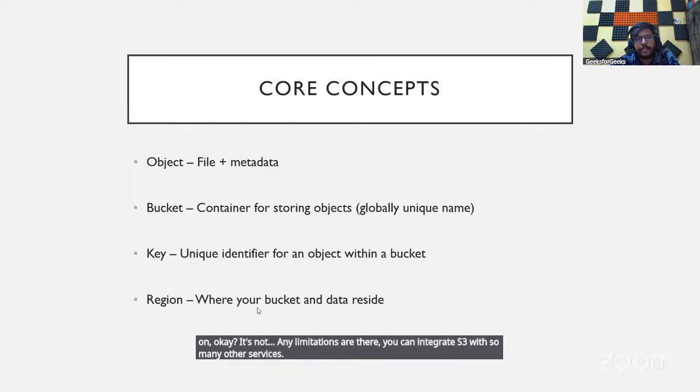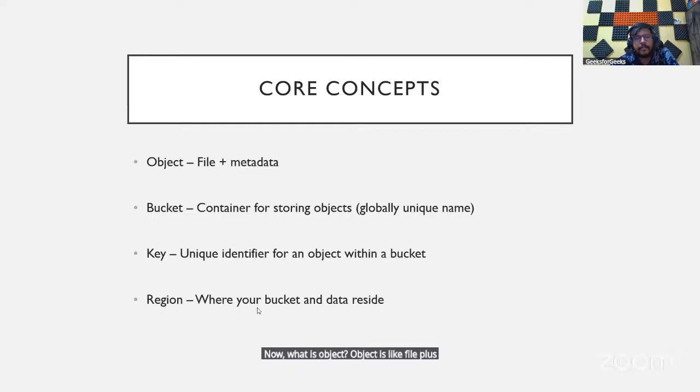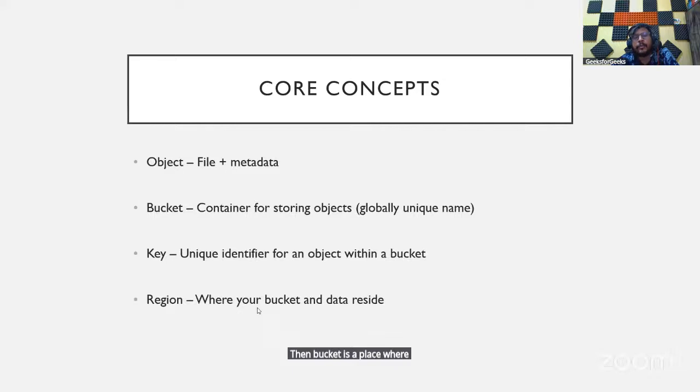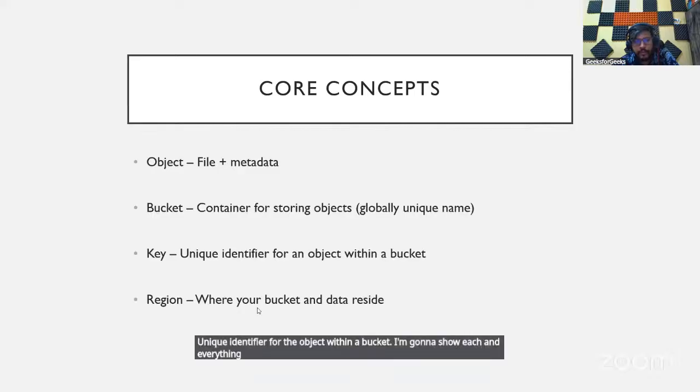Now, what is an object? An object is like a file plus metadata. Metadata contains a lot of information, which I'm going to show you in some time. Then a bucket is a place where you're going to keep your object. Okay, and a bucket name should be globally unique. The key is like a unique identifier for the object within a bucket. I'm going to show each and everything, the definitions which you're seeing right now.